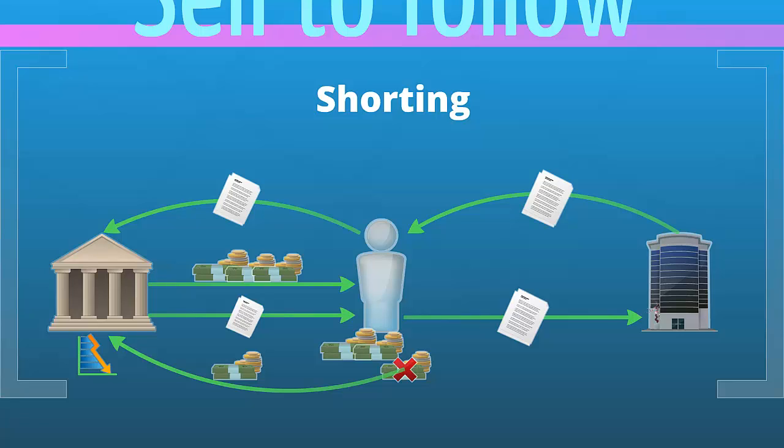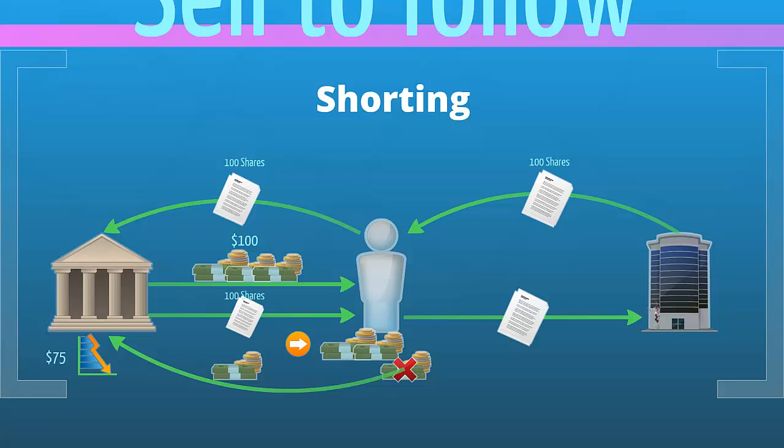The profit is the difference between the initial sale price of the stock and the cost of buying the stock back. For example, let's say we want to short a company stock and the current market price is $100. We borrow 100 shares from our broker and sell them on the open market for $100. And let's say we hold the position for a week and the price drops to $75.